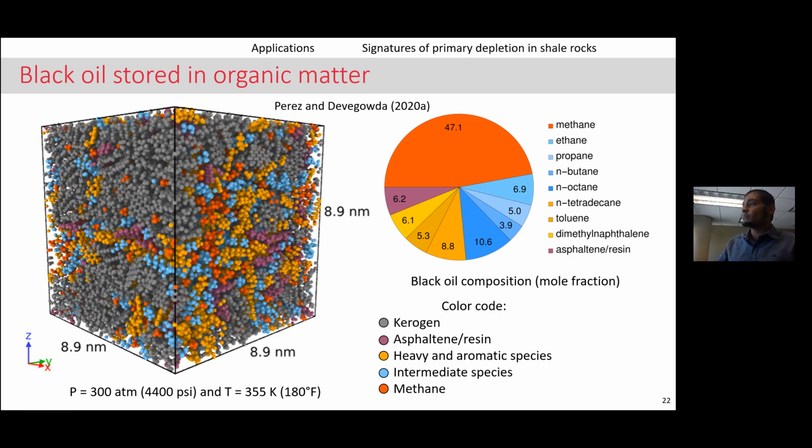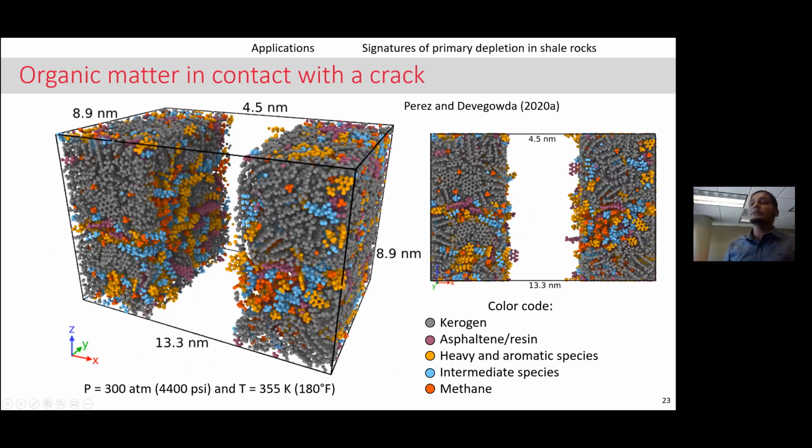And this is the composition of the oil out here. The oil is sitting in the pore spaces, and you can see the oil sitting in the pore spaces all around over here. And then there's the kerogen blob. Okay, let's go to the next slide.